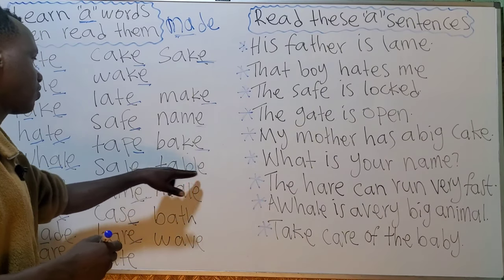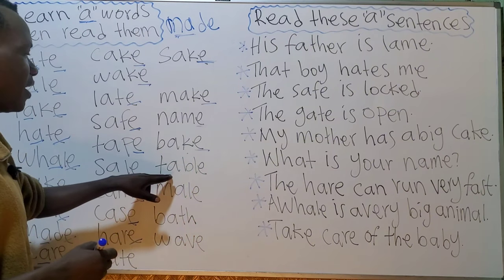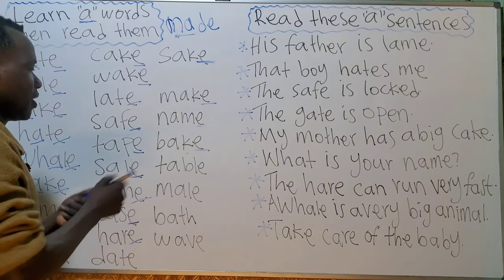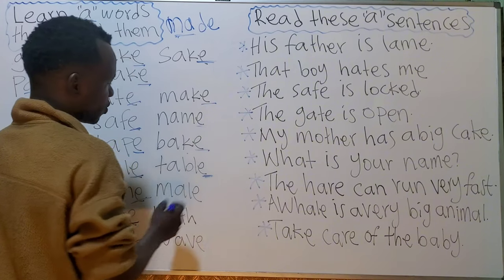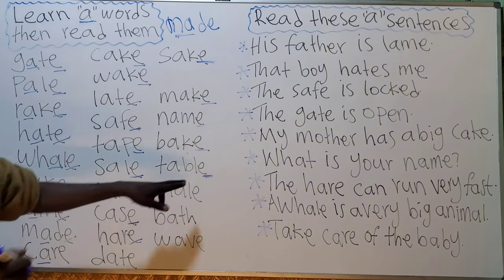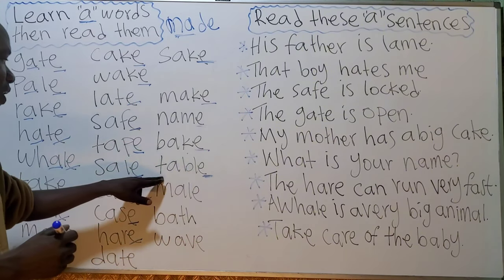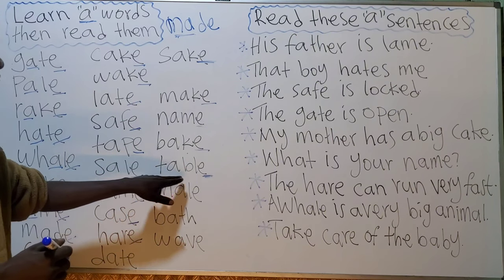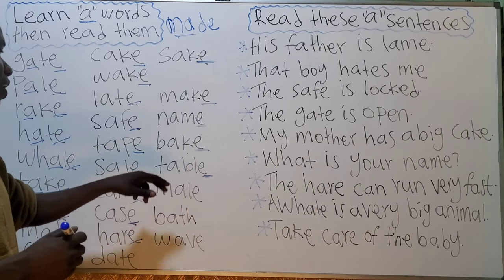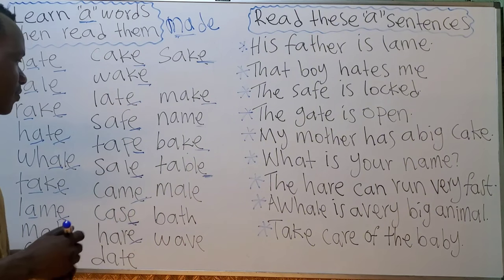Table. This is "tay-bul", not "ta", okay? Silent E as well, because at the end you only hear L. This is table. Okay, you hear B and L.